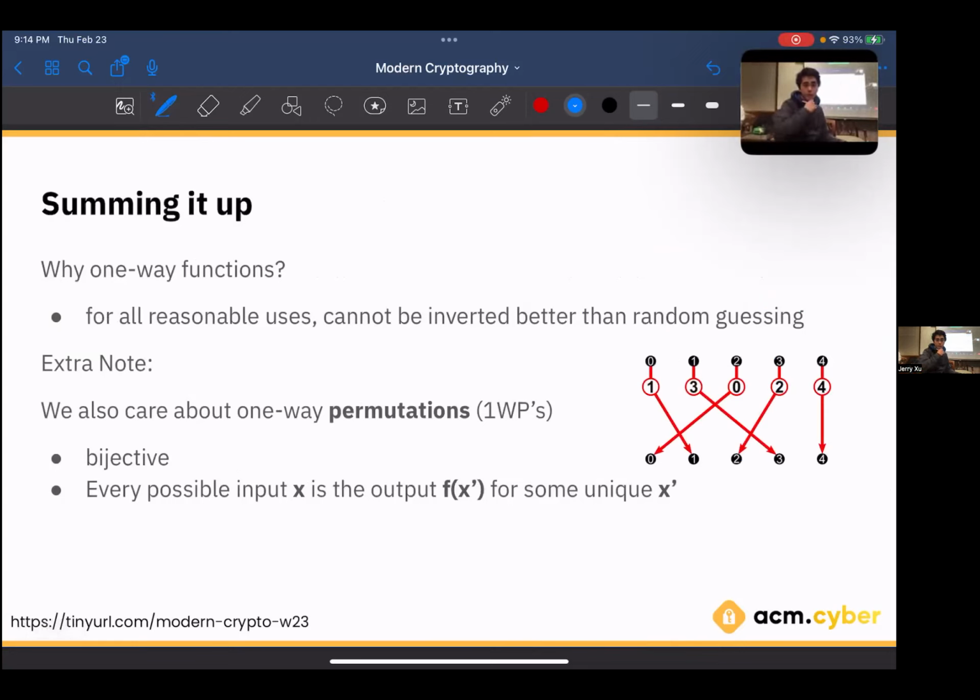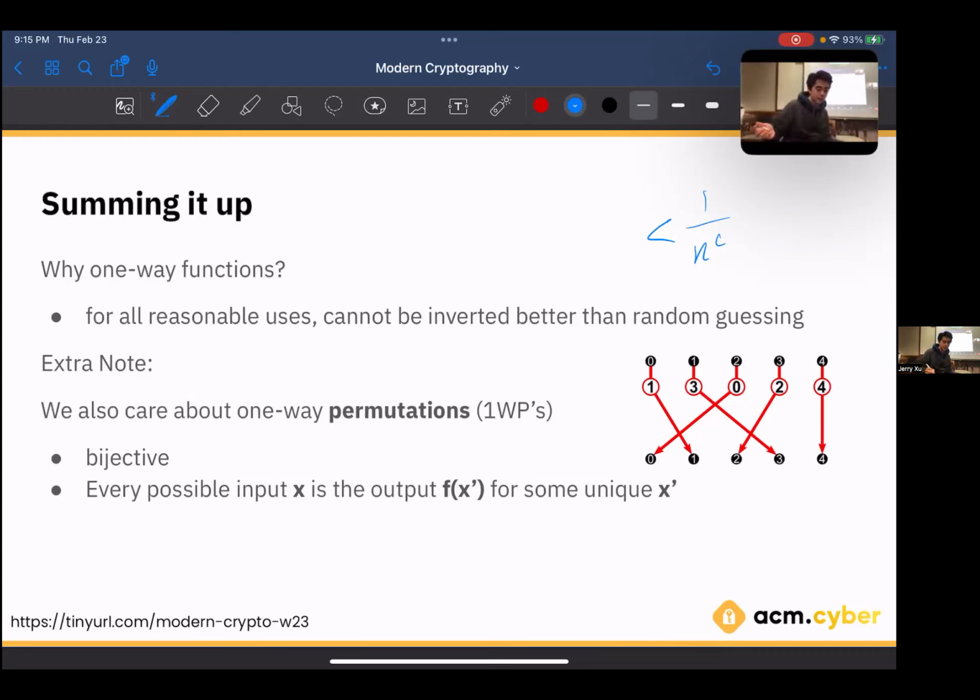Okay, so to sum it up, the idea behind one-way functions is that for all reasonable use cases, you're not going to be able to invert it better than random guessing, right? And that's the significance of having one over the polynomial, is that if you're less than this for all polynomials, you're basically no better than random guessing, right?